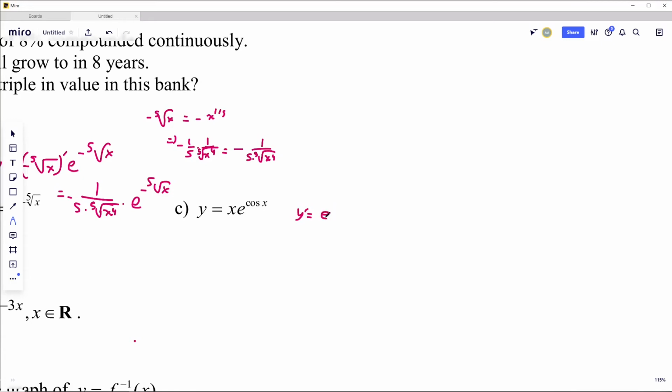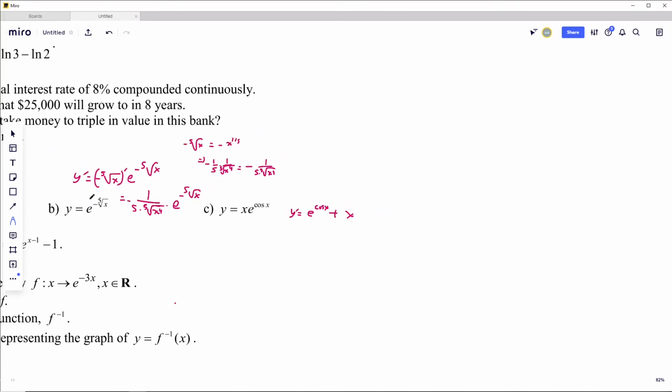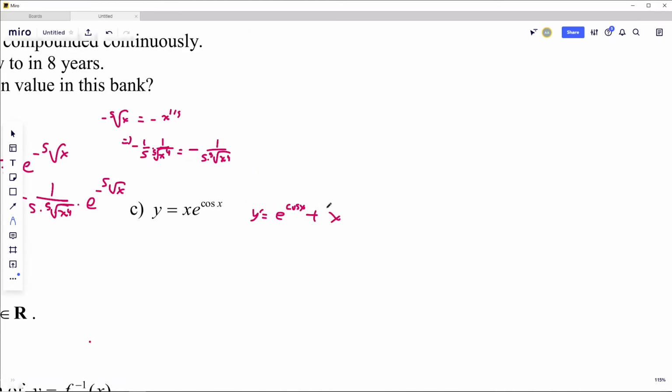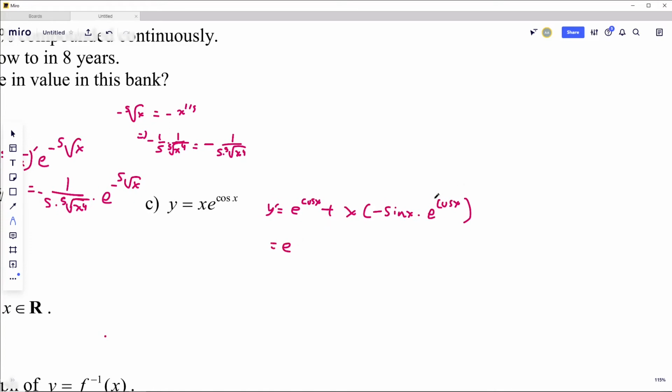The derivative of this is 1 times the function itself, plus, this stays the same, the derivative of this now, which is what we have been practicing, the e to the something. So bring down the derivative: cosine, the derivative of that is minus sine, so minus sine times e to the cosine x. And yeah, you can factor out e to the cosine. Here we're left with 1, and here we have minus x sine x, and yeah, that's it pretty much.